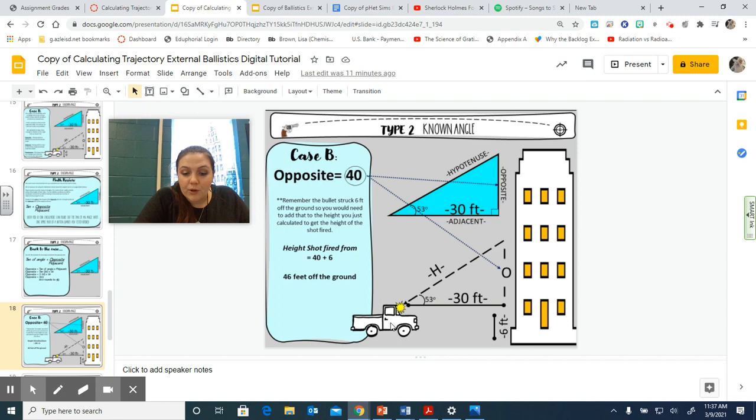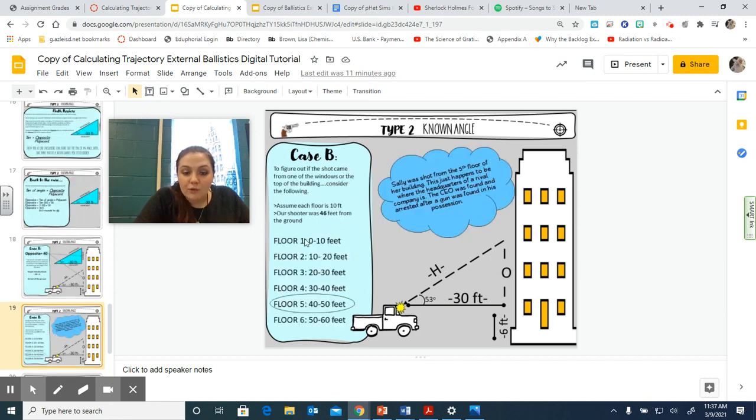But remember, they were hit 6 feet off the ground in their truck. So really 6 feet up, plus the 40. So 46 feet off the ground. When I'm looking at what floor they're on, 40 to 50 is our range, and our answer is 46, so that's in between. So they were on the 5th floor again. Okay. So Sally was shot from the 5th floor of the building.